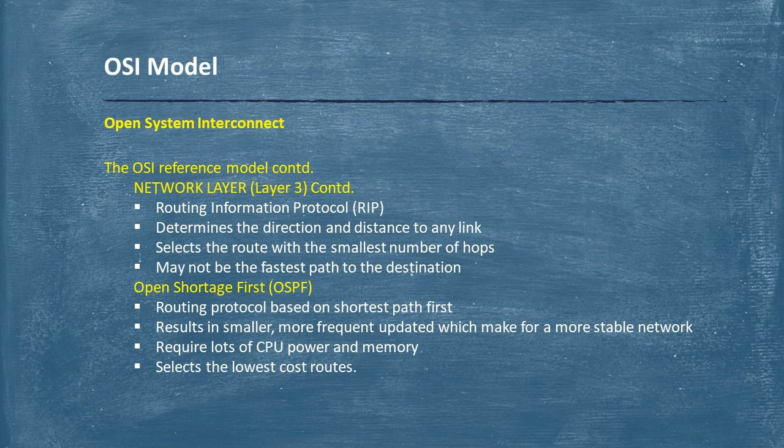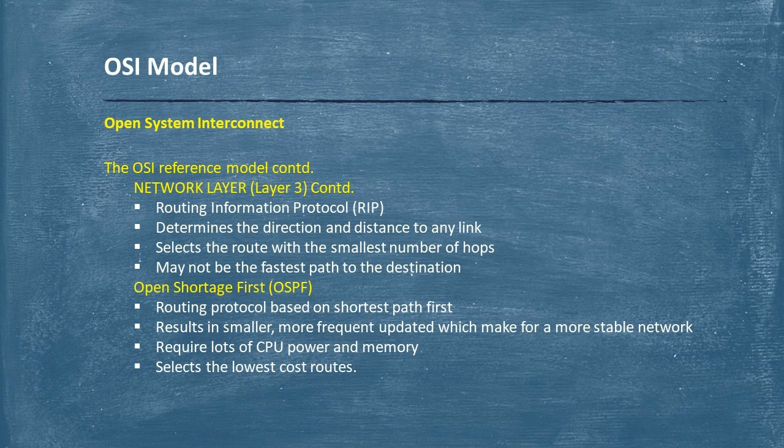And there are another two types of protocols. Routing Information Protocol determines the direction and distance to any link, and selects the route with the smallest number of hops. These are all very important functions of this communication. One has to send data from one computer to another. How do I get the smallest number and the least hops? How should I reach? So this is determined here in this protocol.